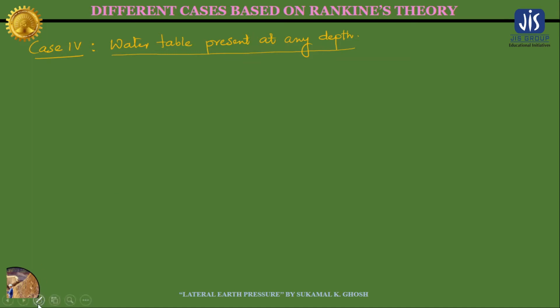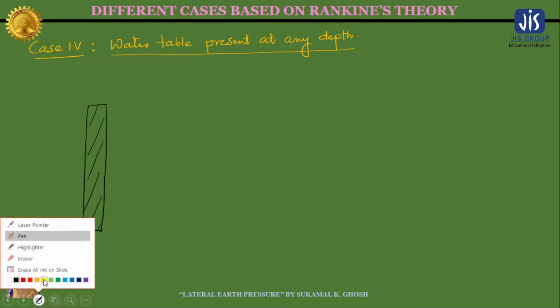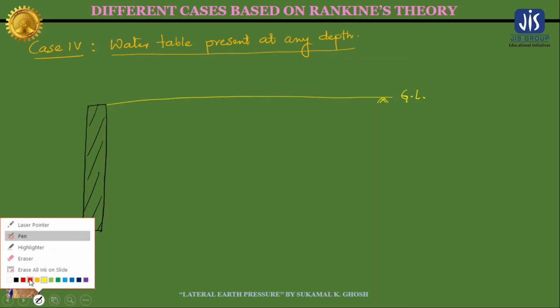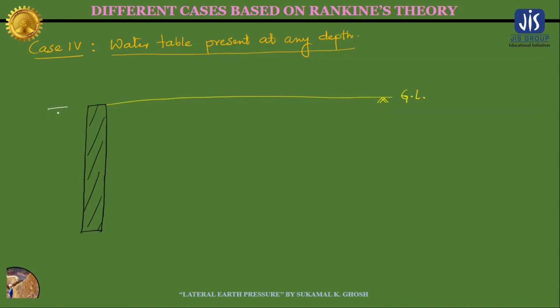So let me consider a retaining structure which is retaining a cohesionless backfill. This is the retaining structure, which is essentially a sheet pile. This sheet pile is retaining a cohesionless backfill. This is the top surface of the backfill, and the total height or the depth of the retaining structure is h.